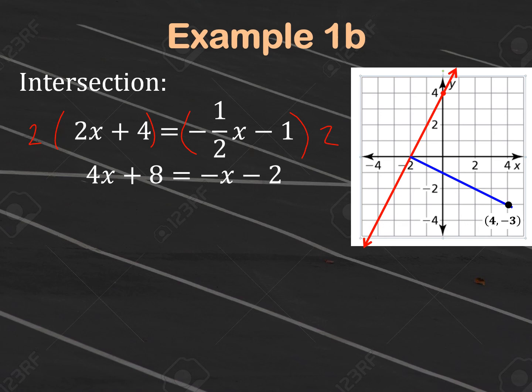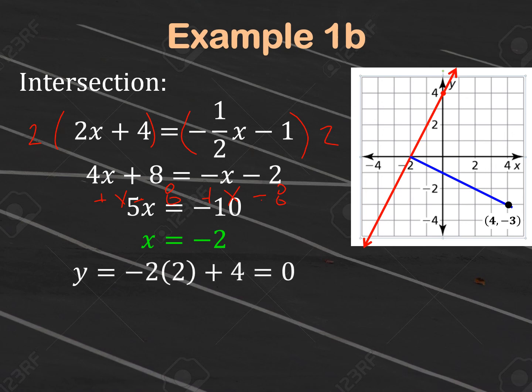Now you're going to solve for x, add x to both sides, subtract 8, and you get 5x equals negative 10. Divide both sides by 5. See that x equals negative 2, which is what you can see from the point. Now you'll solve for the y coordinate by plugging in x equals negative 2, do either 2x plus 4 or negative 1/2 x minus 1. Well, you do 2x plus 4 because there's no fractions. So y equals negative 2 times 2 plus 4. Negative 2 times 2 is negative 4, excuse me. So negative 4 plus 4 is 0.